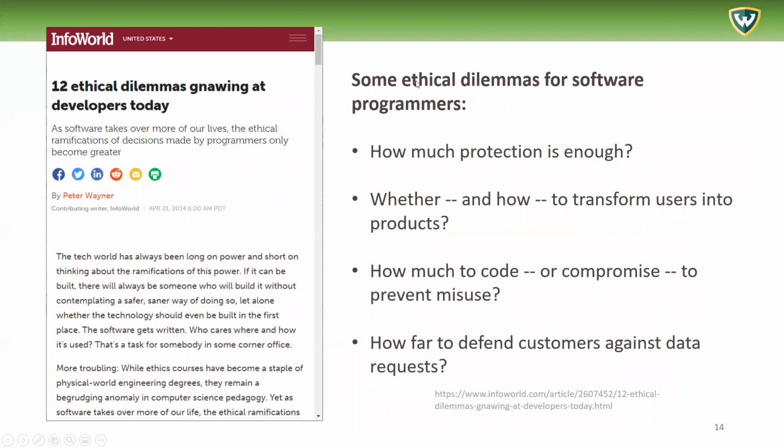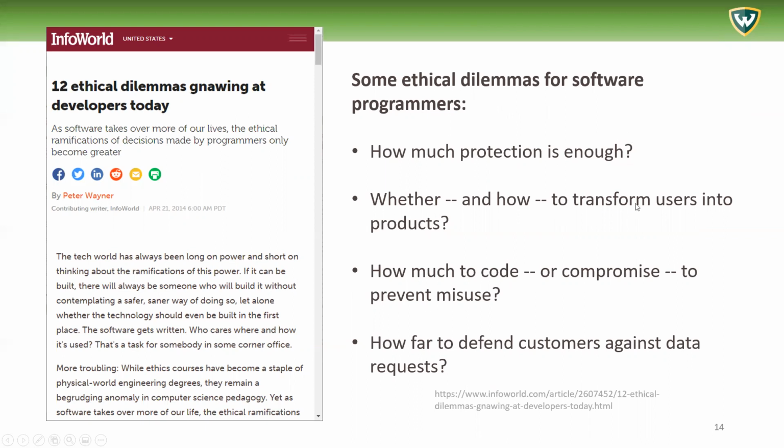So for example, some ethical dilemmas for software programmers are: how much protection is enough? How much protection do you put on the data? How much encryption? It's a technical issue for sure, but also it's an ethical issue. Should we have more protection or less protection? How much is enough?